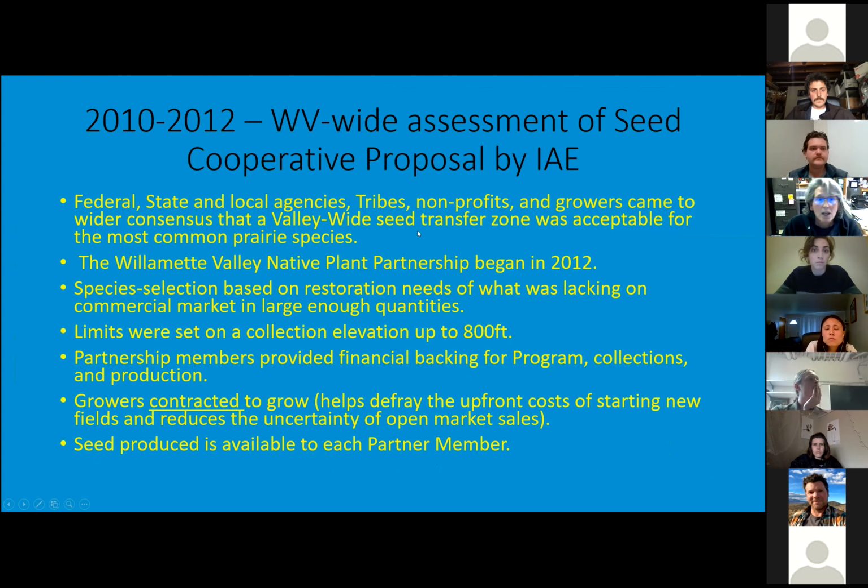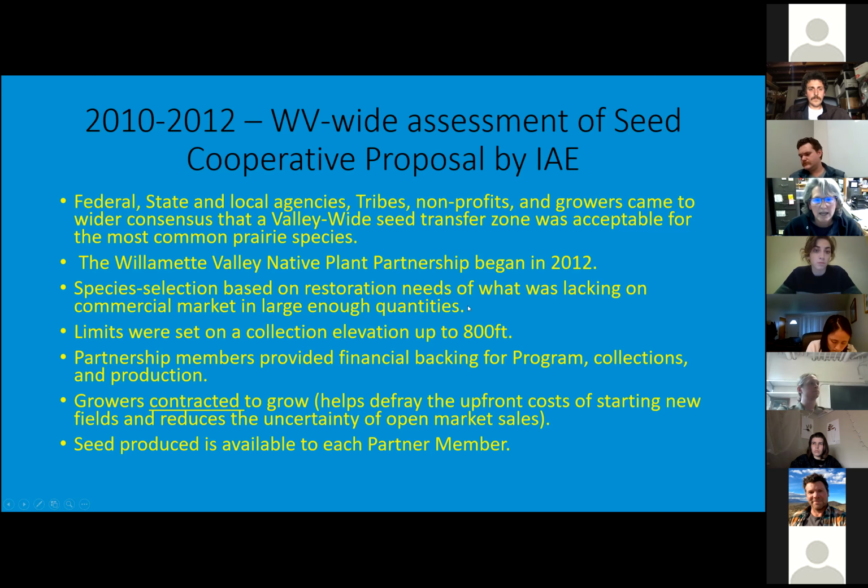So then the next step was to form a seed cooperative. And again, try to get everybody on the same page to decide on a valley-wide seed transfer zone acceptable for the most common species. It's going on right now. It's called the Willamette Valley Native Plant Partnership. It was begun in 2012.